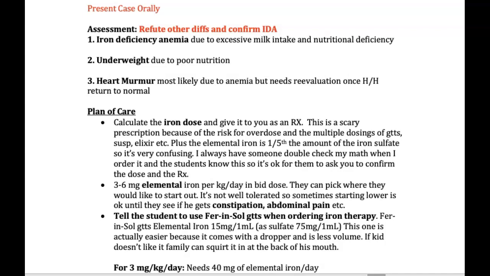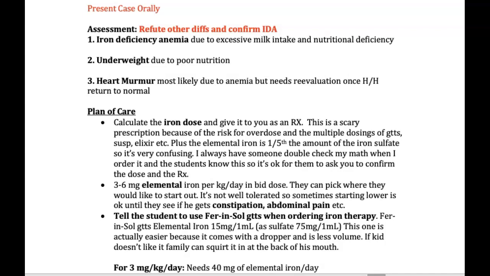So we've got to make sure that we're very accurate, and then we always have someone double check our iron prescriptions in the office, another provider. Or call the pharmacy if there's not another provider and have them check it with you. Plus, the elemental iron is 1/5 the amount of the iron sulfate, so it can be confusing. So again, you always want someone to confirm and double check your prescription.